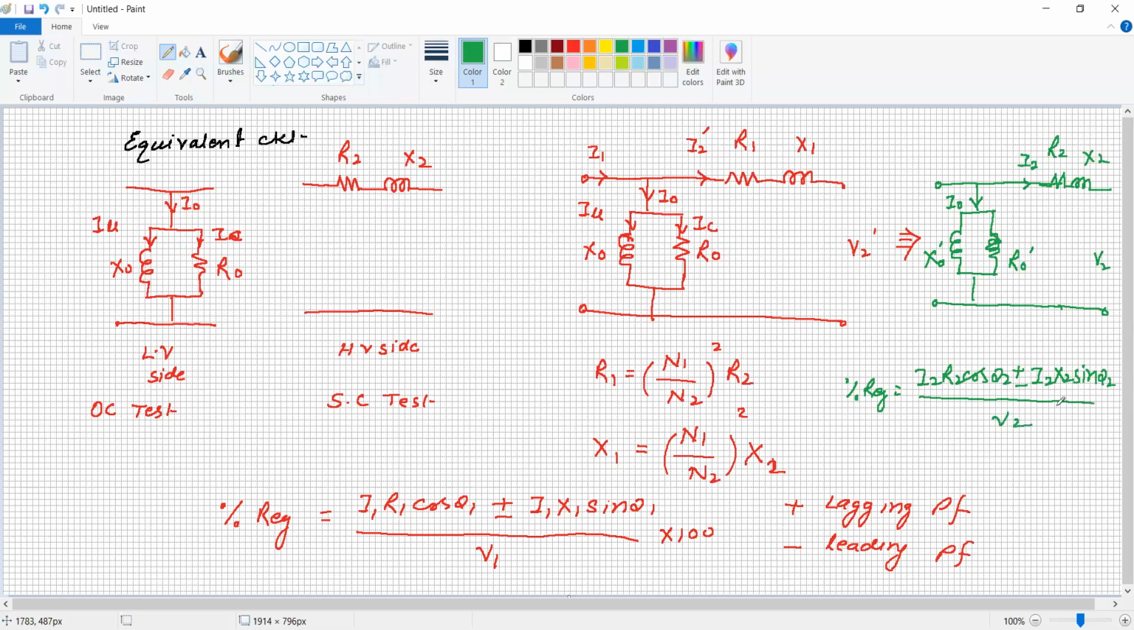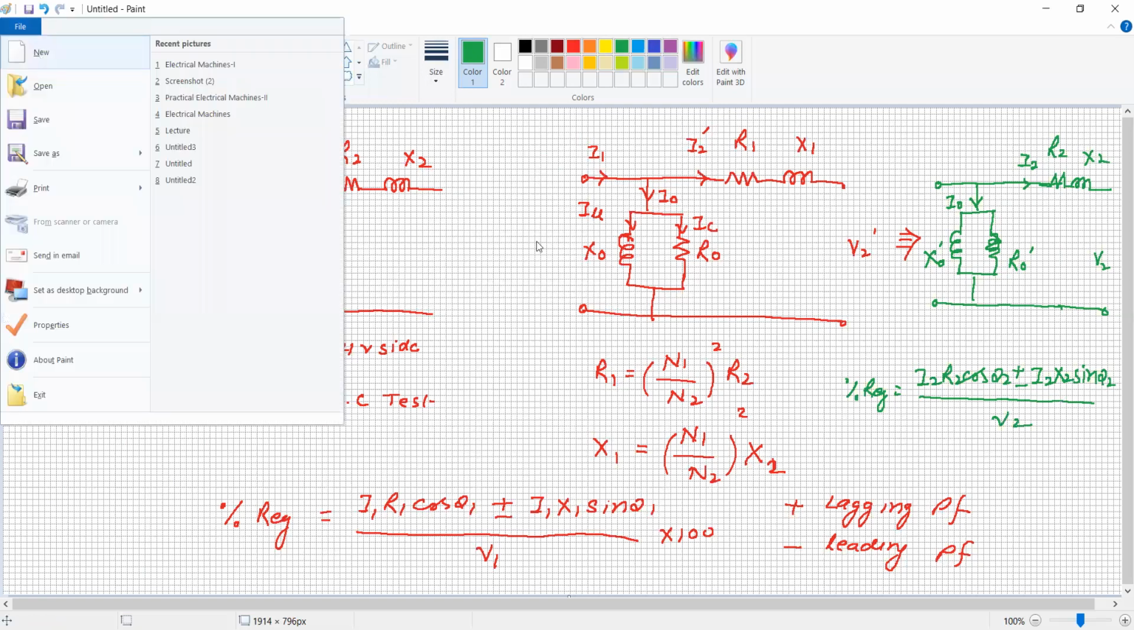V2 into 100. So the first objective of conducting the open circuit and short circuit tests is to determine the equivalent circuit parameters, which we have covered. The second objective is to determine the voltage regulation. Voltage regulation can be calculated very easily, whether referred to the high voltage side or the low voltage side, which may also be called the primary side or secondary side. The third point is to calculate the efficiency and losses in the transformer from the open circuit test and short circuit test.